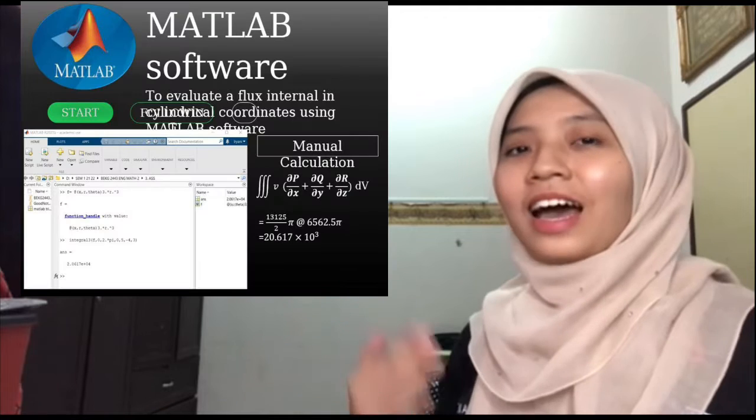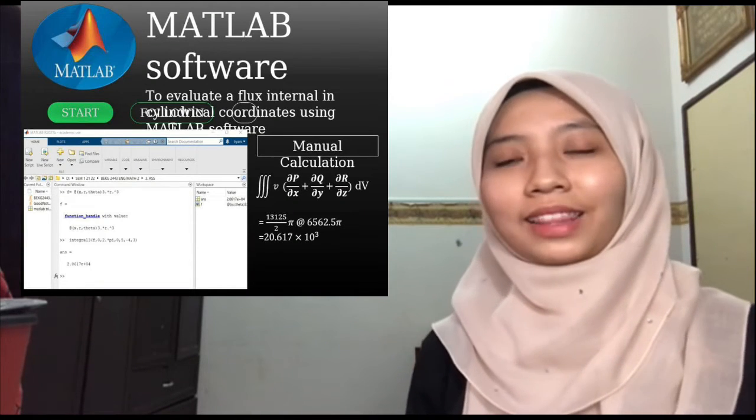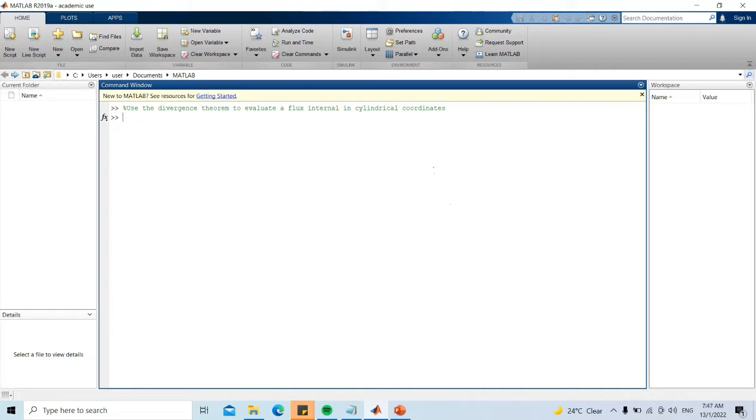And as you can see here, the MATLAB simulation result will give us the same value as we calculated. And I can also show you how to solve our question that we have discussed by using MATLAB simulation with just a simple command. So let's go. Okay, this is MATLAB software, and I will show you how to solve our divergence theorem question by using simple coding in this MATLAB to evaluate a flux integral in cylindrical coordinates.